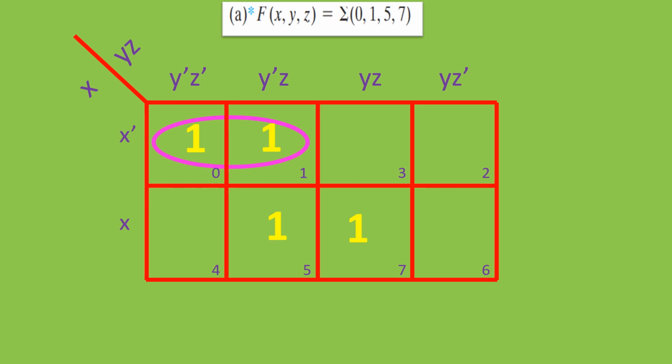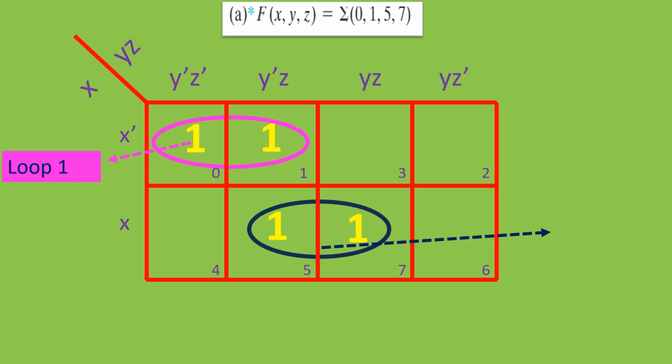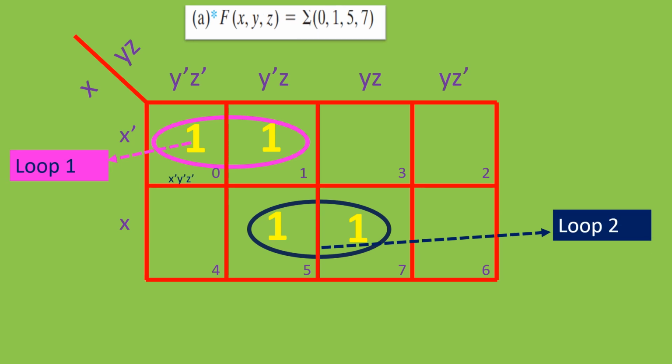The next step is to combine the ones in the cells which are adjacent. So the ones in the 0th and the first cell are combined to form loop 1. The ones in the 5th and the 7th cell are combined to form loop 2. So now we are going to write the expression corresponding to loop 1 and loop 2.